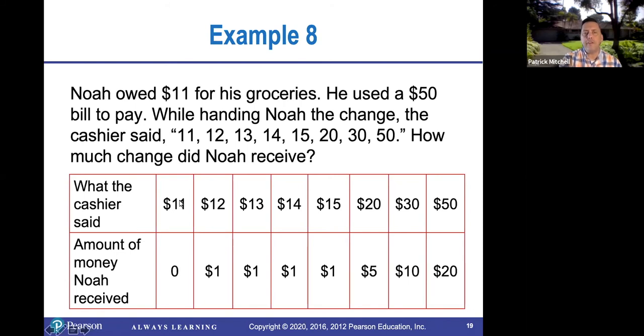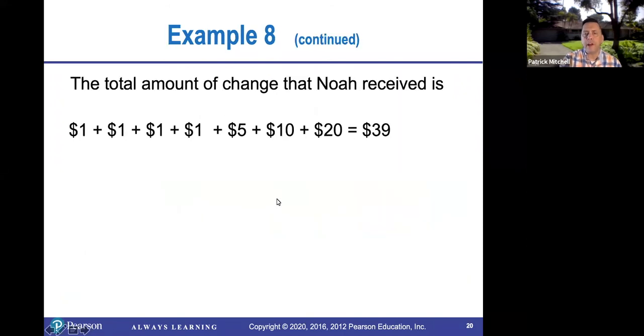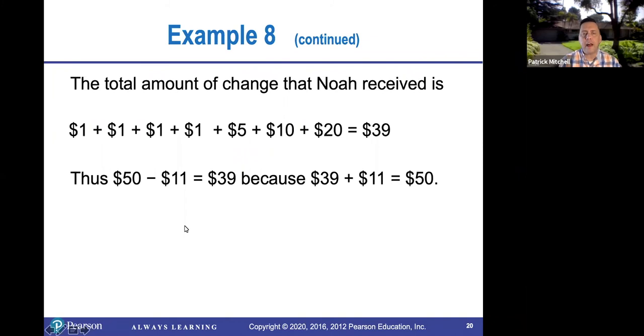So when the cashier first said 11, he or she had not handed Noah any money yet. But when they said 12, they handed him a dollar bill. When they said 13, they handed him another dollar bill, another dollar bill, another dollar bill. When they went from 15 to 20, they handed him a 5. When they went up to 30, they handed him a 10. And when they went up to 50, they handed him a 20. So if you add all of these amounts together, you get $39. Thus, $50 minus $11 equals $39 because $39 plus $11 is $50.